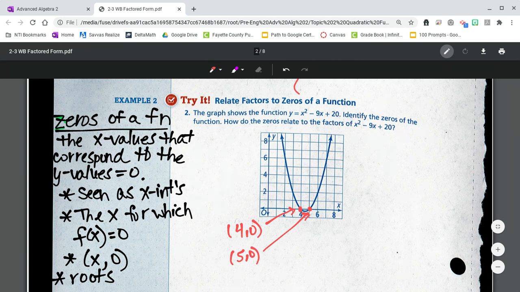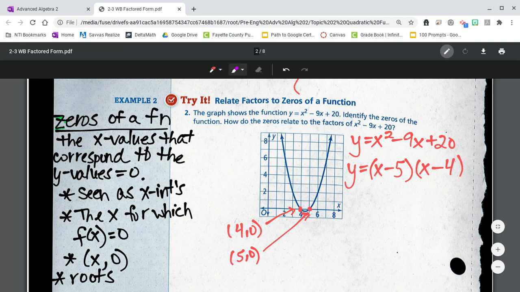So if I take the function y equals x squared minus 9x plus 20, and I factor it, I'm writing this function in factored form. So x times x is x squared, and two numbers that multiply to be 20. I'm thinking 5 and 4, and if you make them both negative, you'll get negative 9.